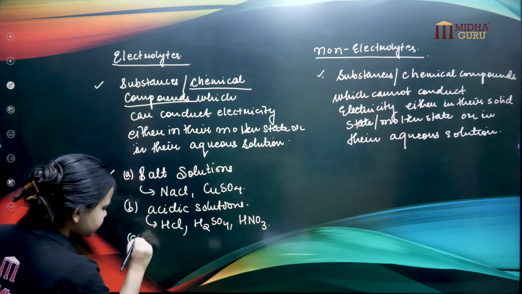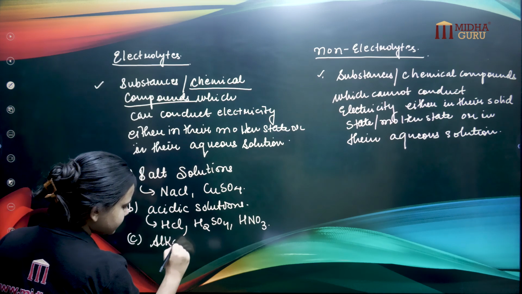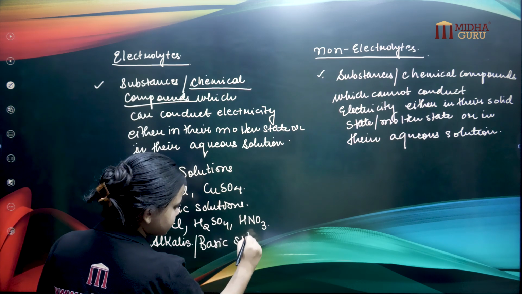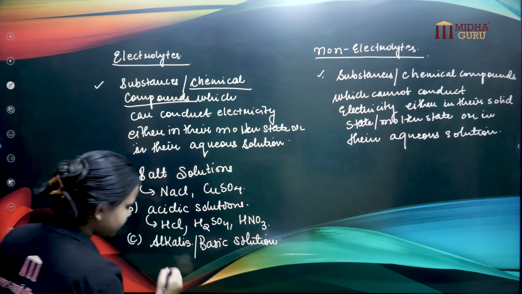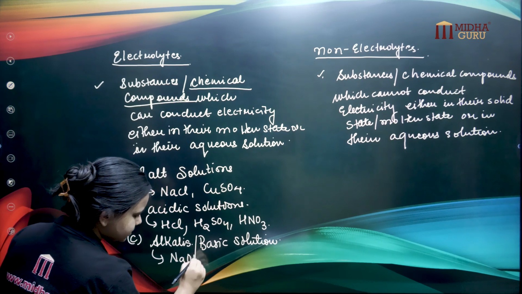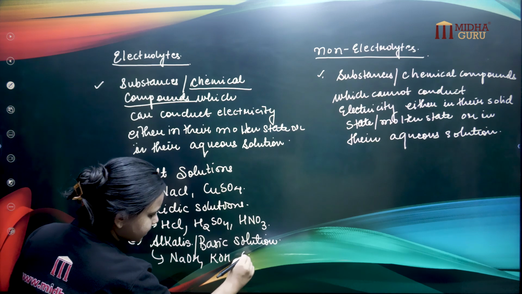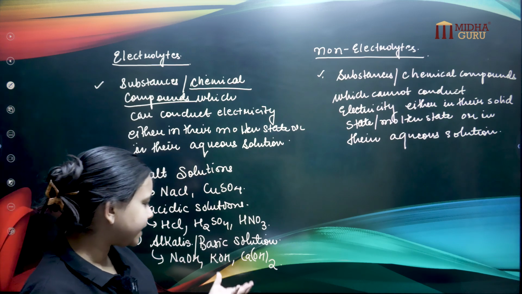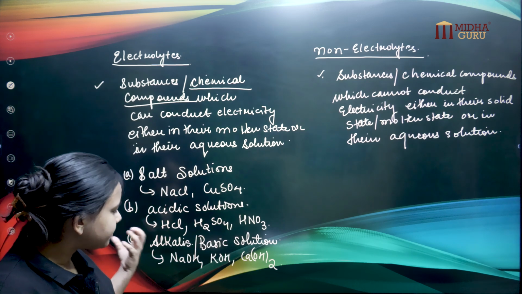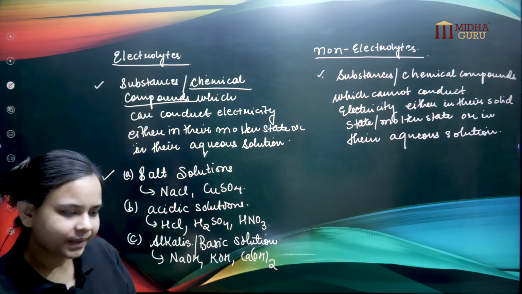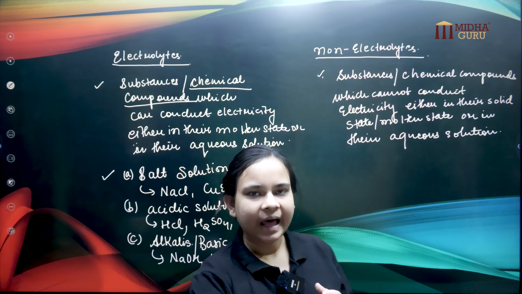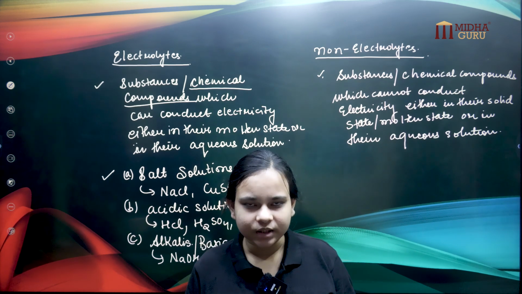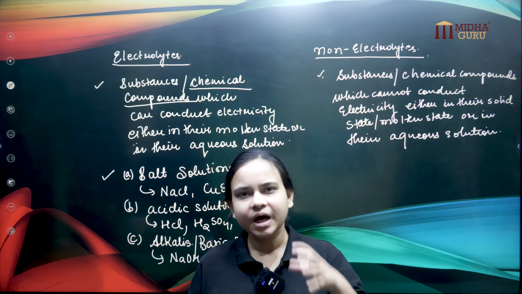Okay, next we can see the alkalis, or we can say the basic solutions, such as NaOH, then KOH, then CaOH. Here one thing must be made clear. What is the basic difference between an alkali and a base? Alkalis are soluble bases. Any base which can get dissolved in water, or is soluble in water, is an alkali.